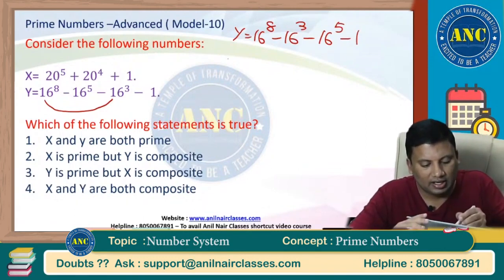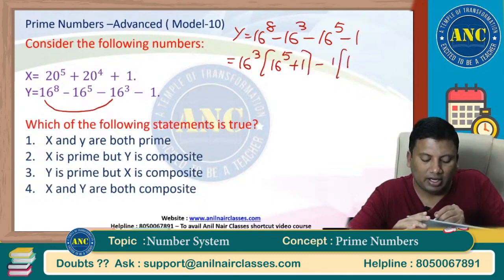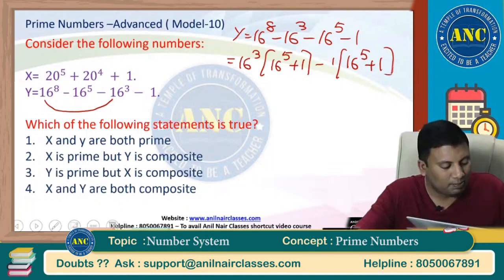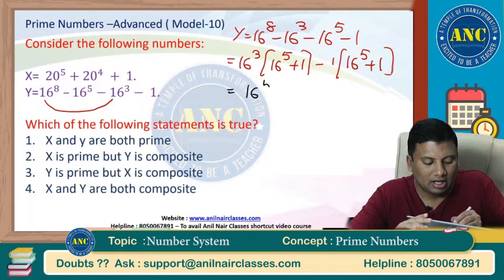Now see here. If I take 16 power 3 common, I get 16 power 5 plus 1. If I take minus 1 common, I get 16 power 5 plus 1. Now if you observe, this is 16 power 5 plus 1 into 16 cube minus 1.